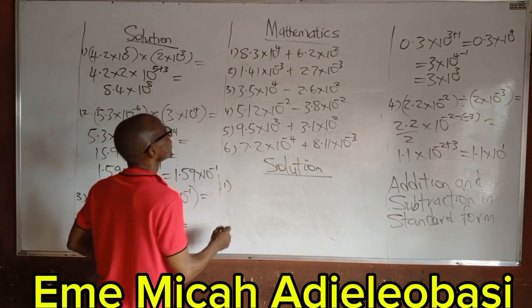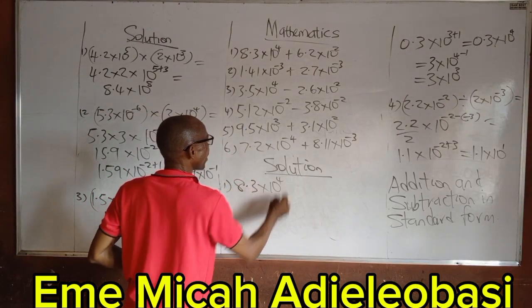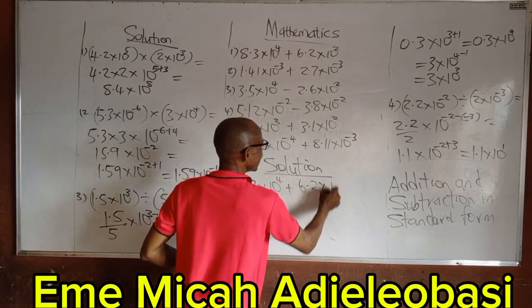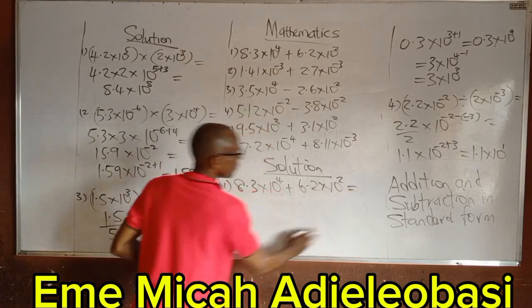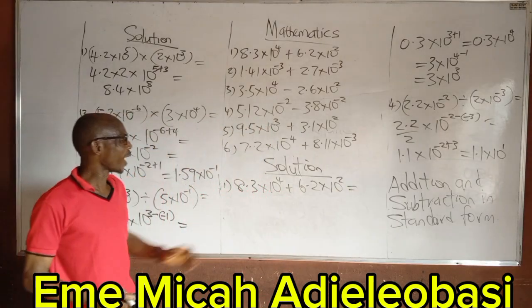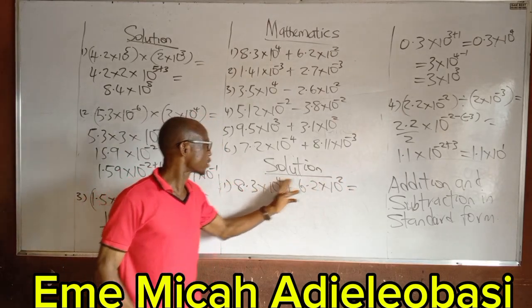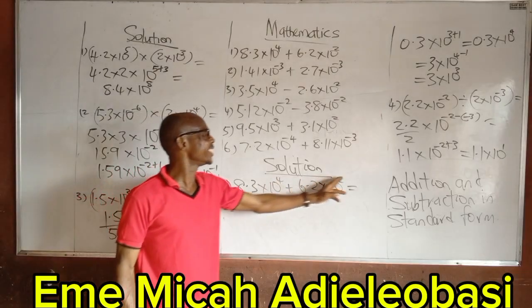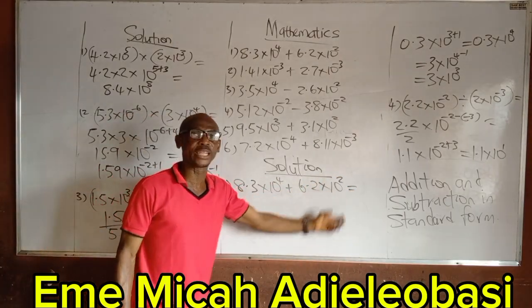Solution 1. 8.3 times 10 raised to power 4 plus 6.2 times 10 raised to power 2. That is what we are given. When the powers of 10, their integers here, are not the same, then you cannot just add the values together.